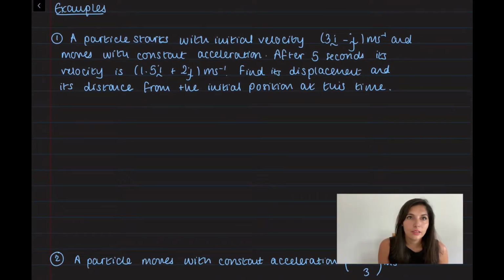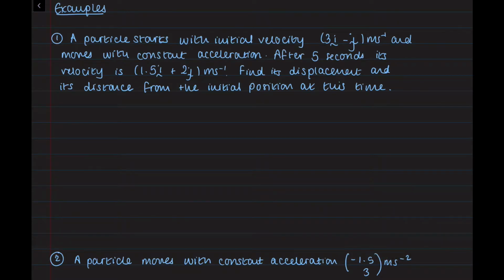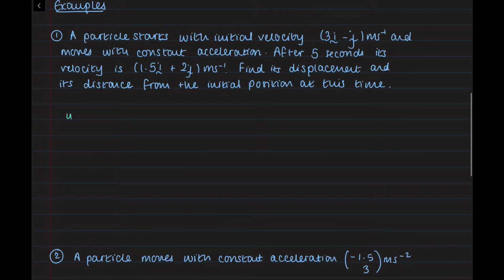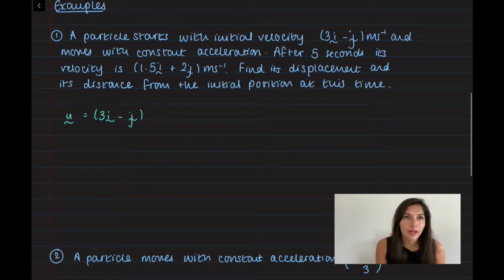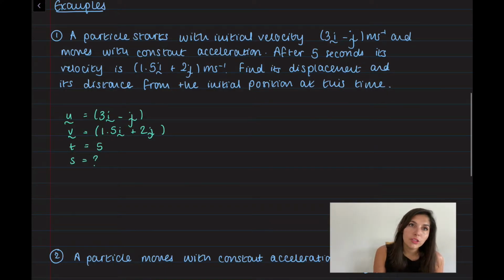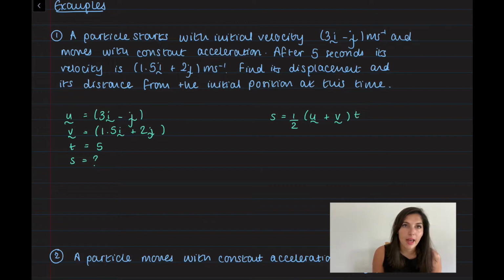So let's look at this first example. Just as before, I'm going to write out each of the variables that I already have, but this time keep them in vector format. By writing out each of the variables, I can decide what equation I need to use and also what I need. So then once I've chosen the SUVAT equation, I can just plug in the variables and the values that I have and end up with my final answer.